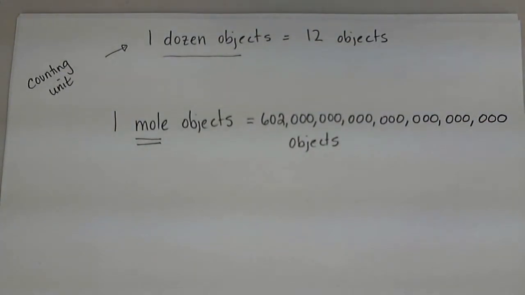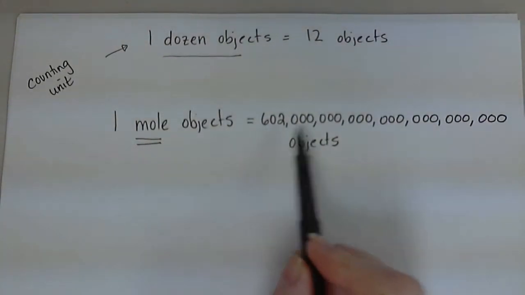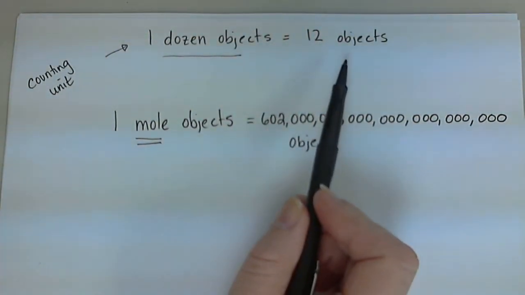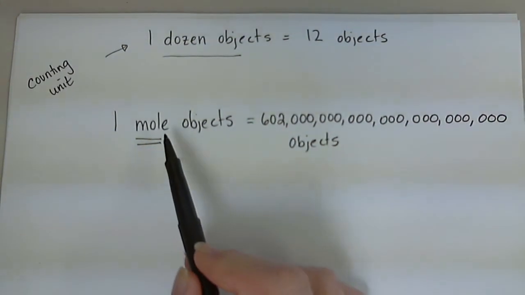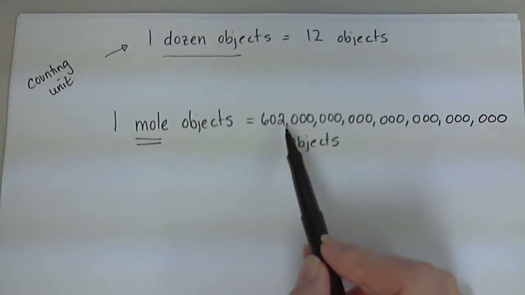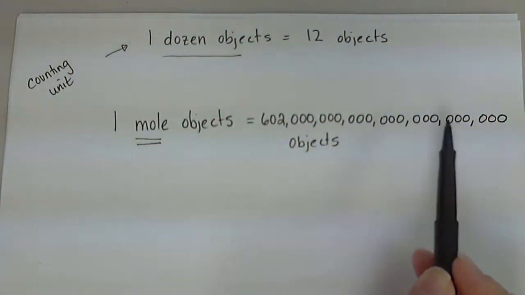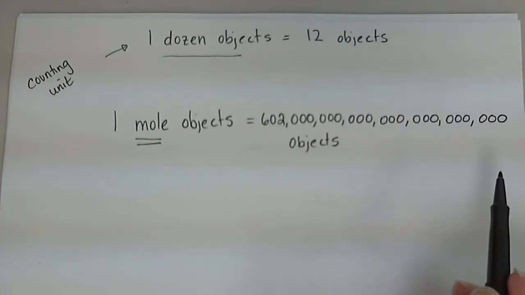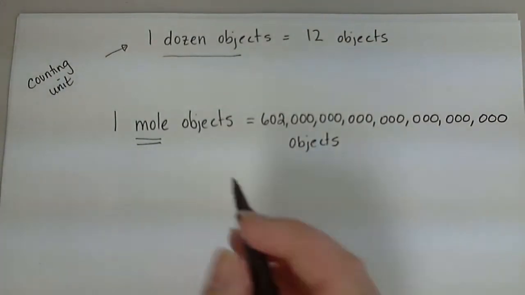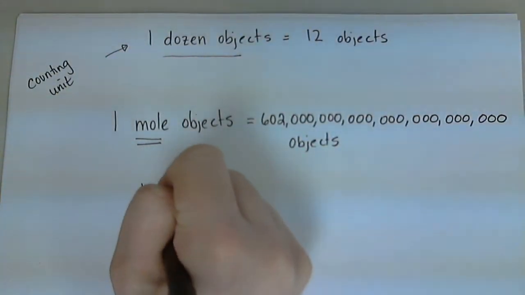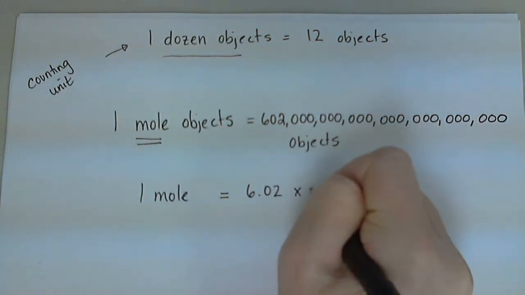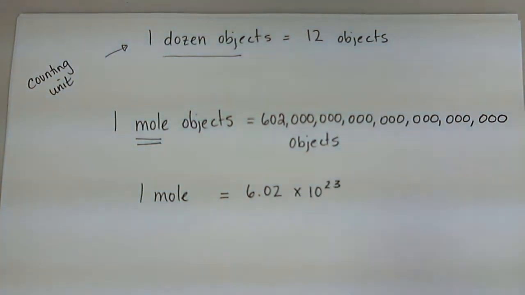Now, let's go a little bit more in depth. Let's look at this. We're going to be working with this number a lot. If you remember last time, we used 1 dozen equals 12 as a conversion factor. Similarly, we're going to be using 1 mole equaling 602 sextillion as a conversion factor. Now, it took me a little while to write this number out, so we want to be able to write it more conveniently, which is where scientific notation comes in. So what you'll more frequently see is that 1 mole is equal to 6.02 times 10 to the 23rd things, whatever it is that you're counting.